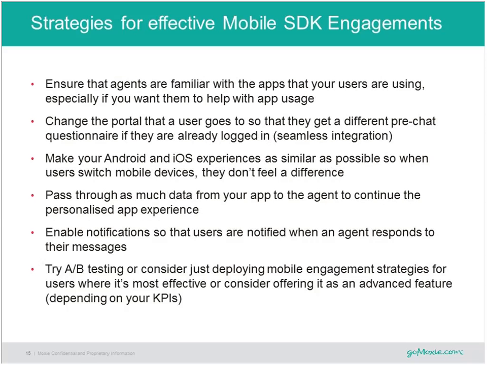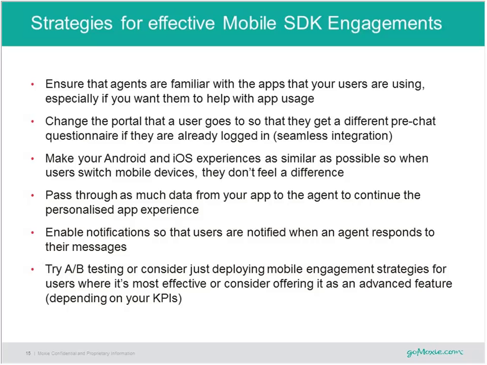As I mentioned earlier, pass through as much data from your app to the agent as possible to continue the personalized app experience and to help the agent assist the customer. Do enable a notification so that users are notified when an agent responds to their messages. And just because you're using new technology around mobile SDK doesn't mean that you can't use things like A/B testing anymore. There are plenty of A/B testing frameworks available for mobile apps too.